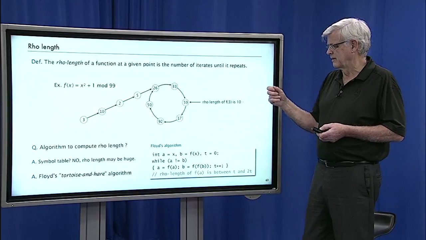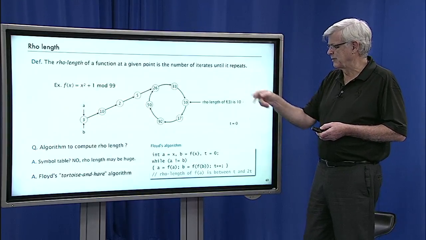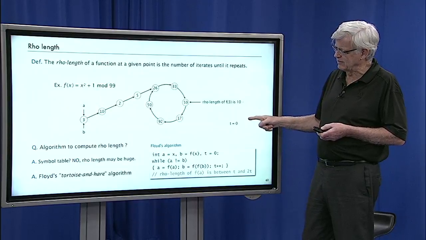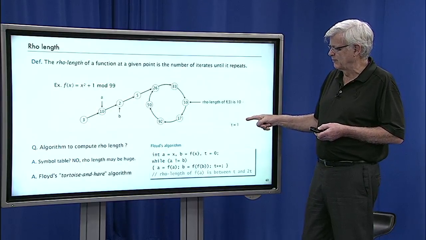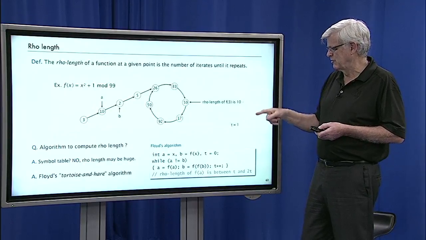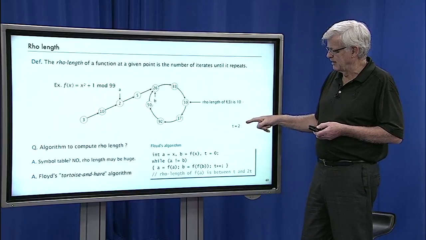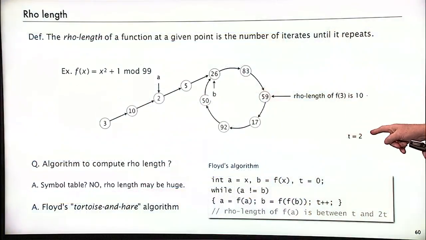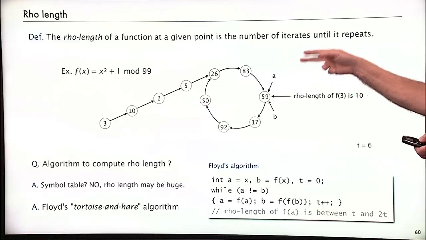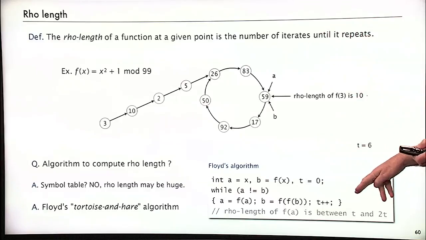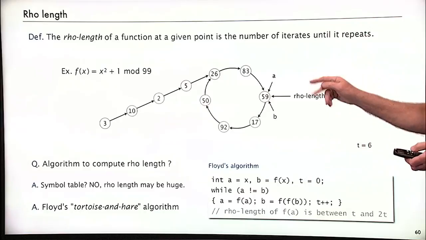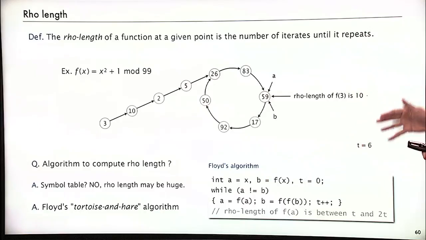So for example, A and B start at the same place at time t equals 0, then we iterate A by 1 and B by 2. So then iterate A by 1 and B by 2. B is going to go around the cycle, and eventually they catch up. It's not difficult to see that eventually they're always going to catch up.